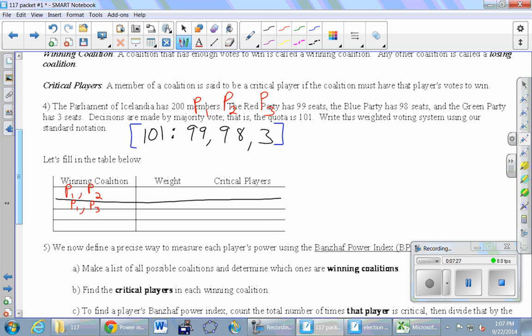Are there any other pairs that we haven't listed? P2 and P3. Look at their votes. Do they have enough to win, P2 and P3? They do, just barely, right? Equaling the quota is a win. So that means that P2 and P3 also form a winning coalition. That's all the pairs of coalitions. And then finally, if they all 3 vote yes together, is that enough? Yeah. Plenty. So that's the last row, P1, P2, and P3.